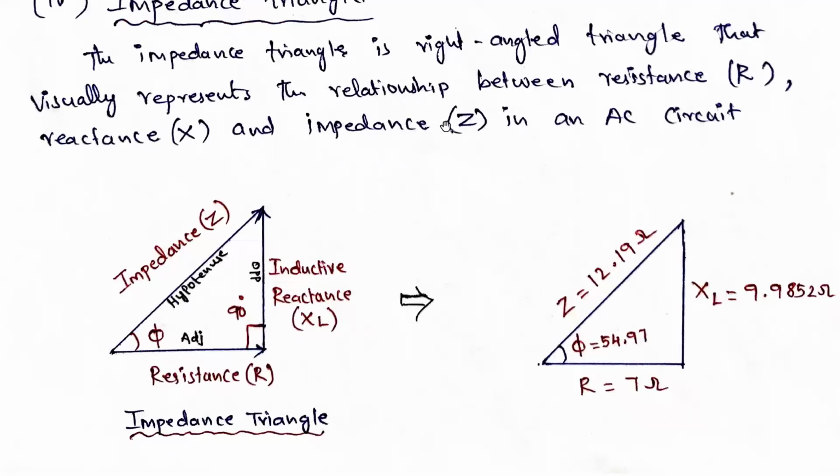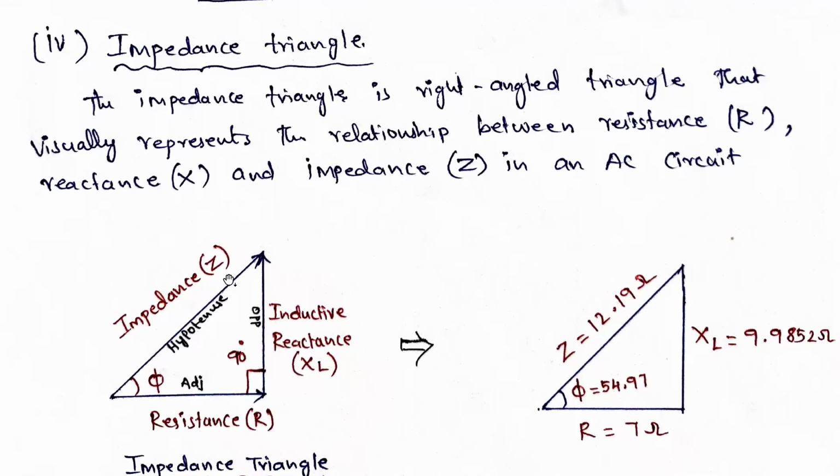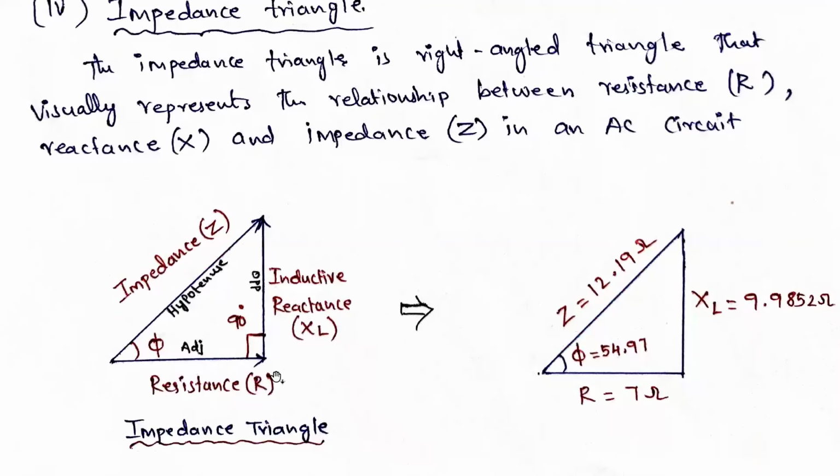And here also the impedance triangle. The impedance, the resultant, is Z, the opposite side is the inductive reactance XL, and the adjacent side is the resistance. That is all about the impedance triangle. From this only we are calculating cos phi. Cos phi is equal to adjacent by hypotenuse, no? So it is R by Z. Like that we are going to calculate the power factor also.